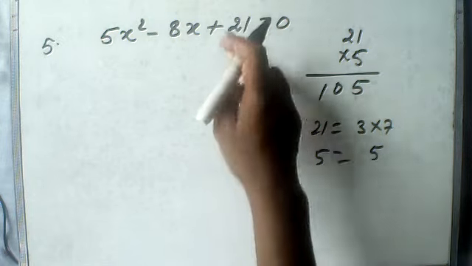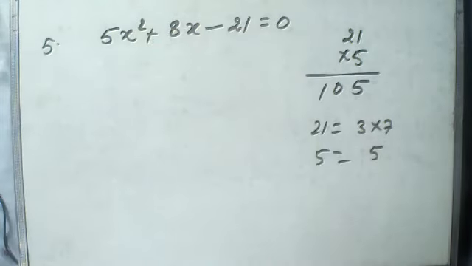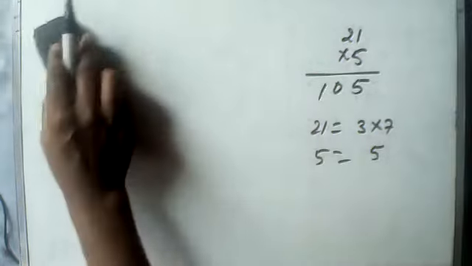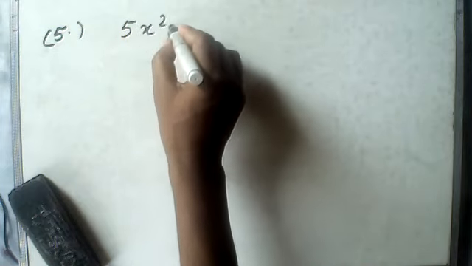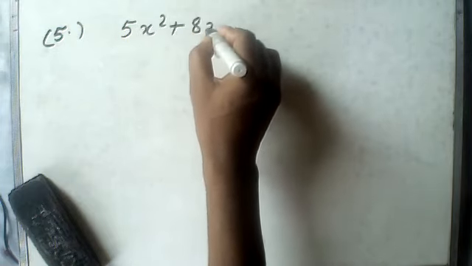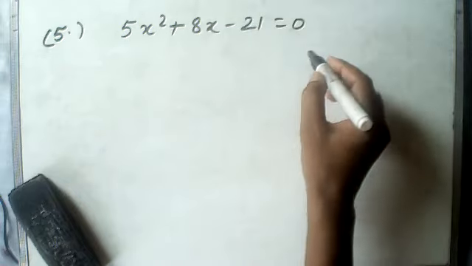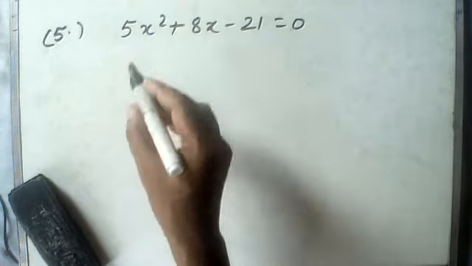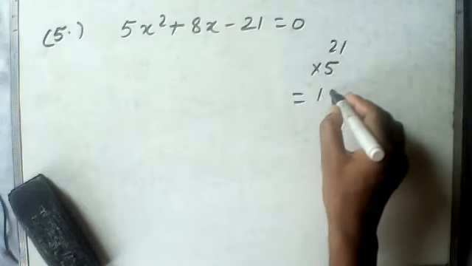Is that it? No, the difference matters here, since it is plus 8x and minus 21: 5x square plus 8x minus 21. So rewrite this: we have 5x square plus 8x minus 21 is equal to 0. We need to multiply this constant by the coefficient of x square, 21 into 5, that is 105.